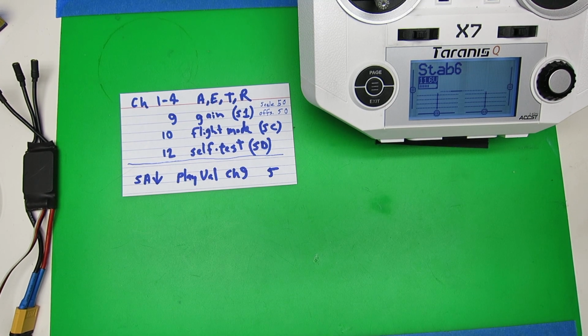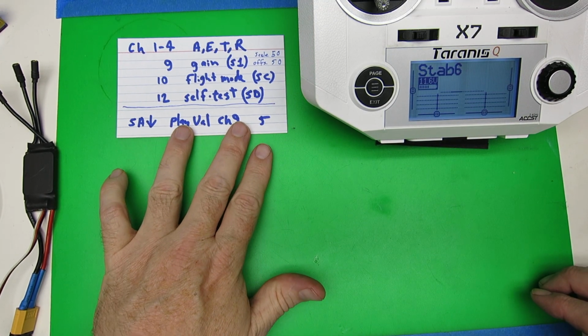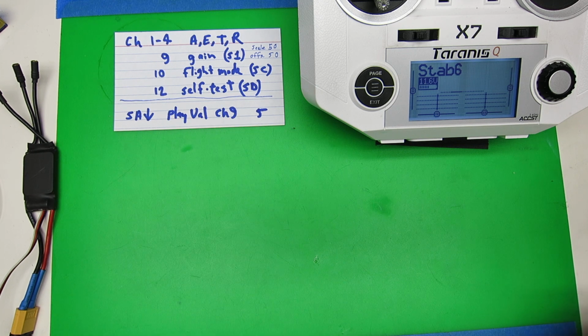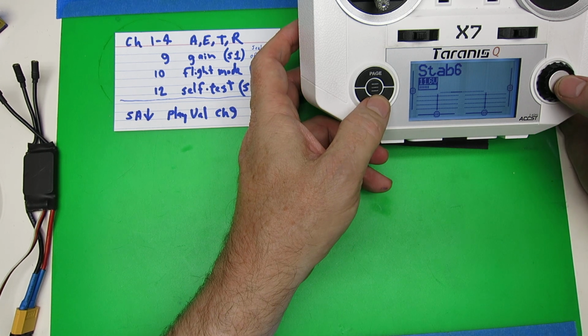Okay, now we have the receiver configured, so we just need to do some settings on the radio itself. Basically, we need to have channels 1 through 4, aileron, elevator, throttle, rudder, as is the default configuration. And we're going to set channels 9, 10, and 12 to be the gain, the flight mode select, and the self-test mode. In addition, we're going to set a value so that we can hear what the gain is. So let's go ahead and do that.